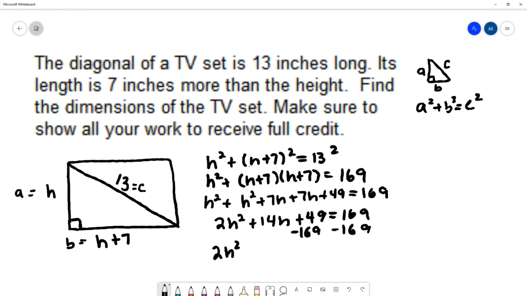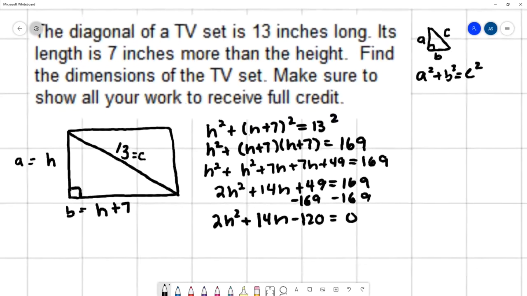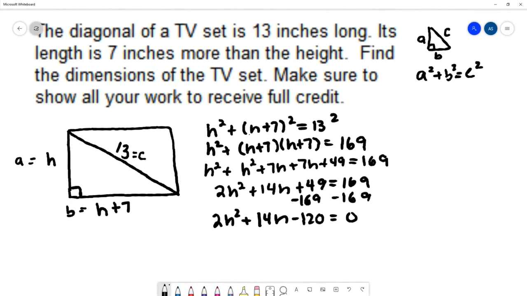That's 2h squared plus 14h. And I need to know what 49 minus 169 is. That's a negative 120. So minus 120 equals 0. I want to solve this quadratic equation. Now there are multiple methods for solving quadratic equations, but I typically start with factoring.